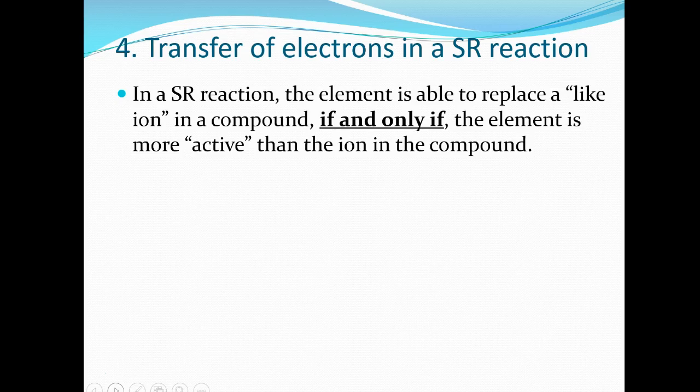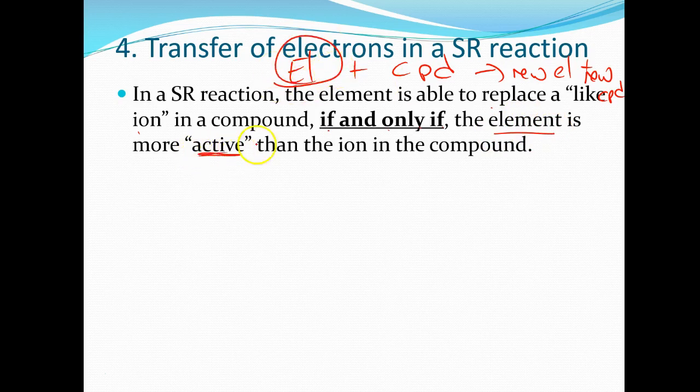In a single replacement reaction, an element plus a compound will produce a new element plus a new compound. That's how we classified it. And the way it works is the element is able to replace the like ion, and we'll talk about that in a minute, if and only if the element, this one, is more active than the ion that's in here.